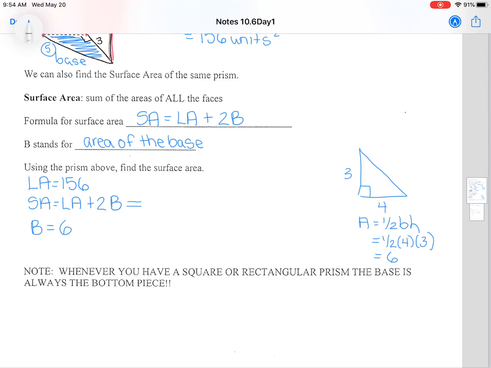Now, what you have to make sure and keep in mind, if I extend this lateral area, or the surface area right here, lateral area is 156, so I'm plugging that in. Plus, you have to make sure there are 2 bases, so you have to double that uppercase B value that we just came up with. Don't just leave it as 1. So we have 156, and we're going to add 12 to it, which gives us a final total of 168, and we're continuing with the units squared for that.